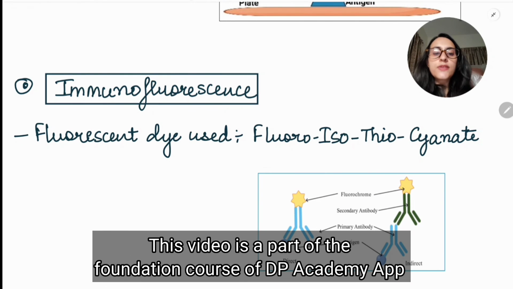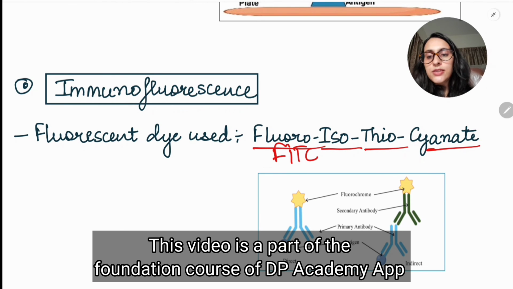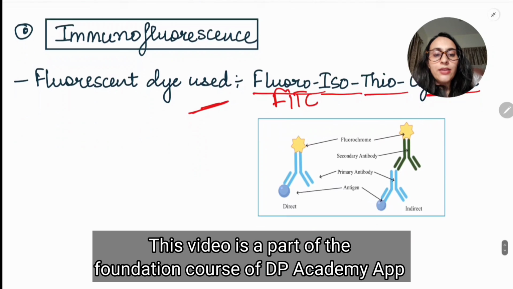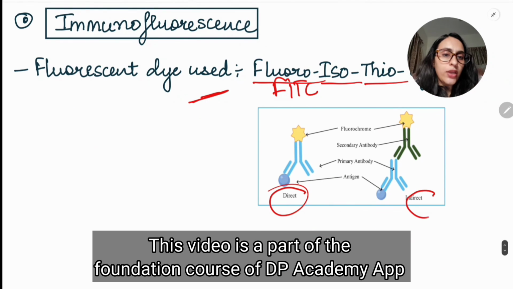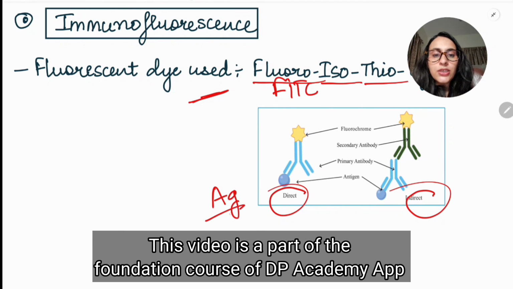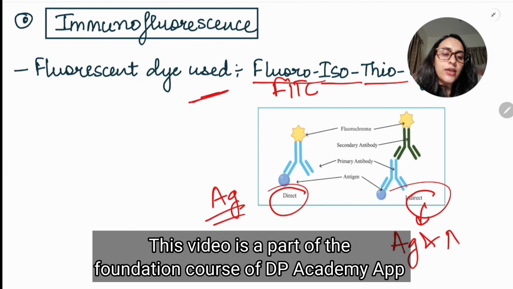Then immunofluorescence. The dye that is used in machines for fluorescence is FITC, which is fluorescein isothiocyanate. This is the fluorescent dye that is used in all the machines for fluorescence. So this is immunofluorescence. In this, there are 2 types: either direct immunofluorescence or indirect immunofluorescence. In direct immunofluorescence, we do the antigen detection, while in indirect immunofluorescence, we do the antibody detection.